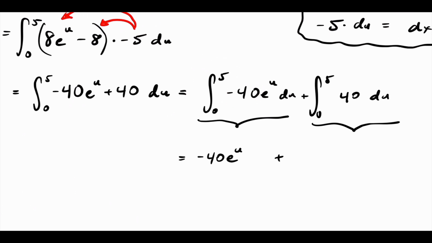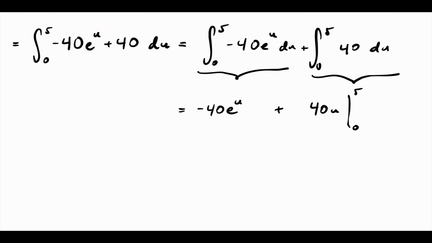And what's the antiderivative, I should say, of 40? So yeah, it would be 40x divided by a power. Since we're using u's, we'll just use u. And I'm going to evaluate that from 0 to 5. So the first thing I got to do is plug my u's back in, and then plug in 5, plug in 0.